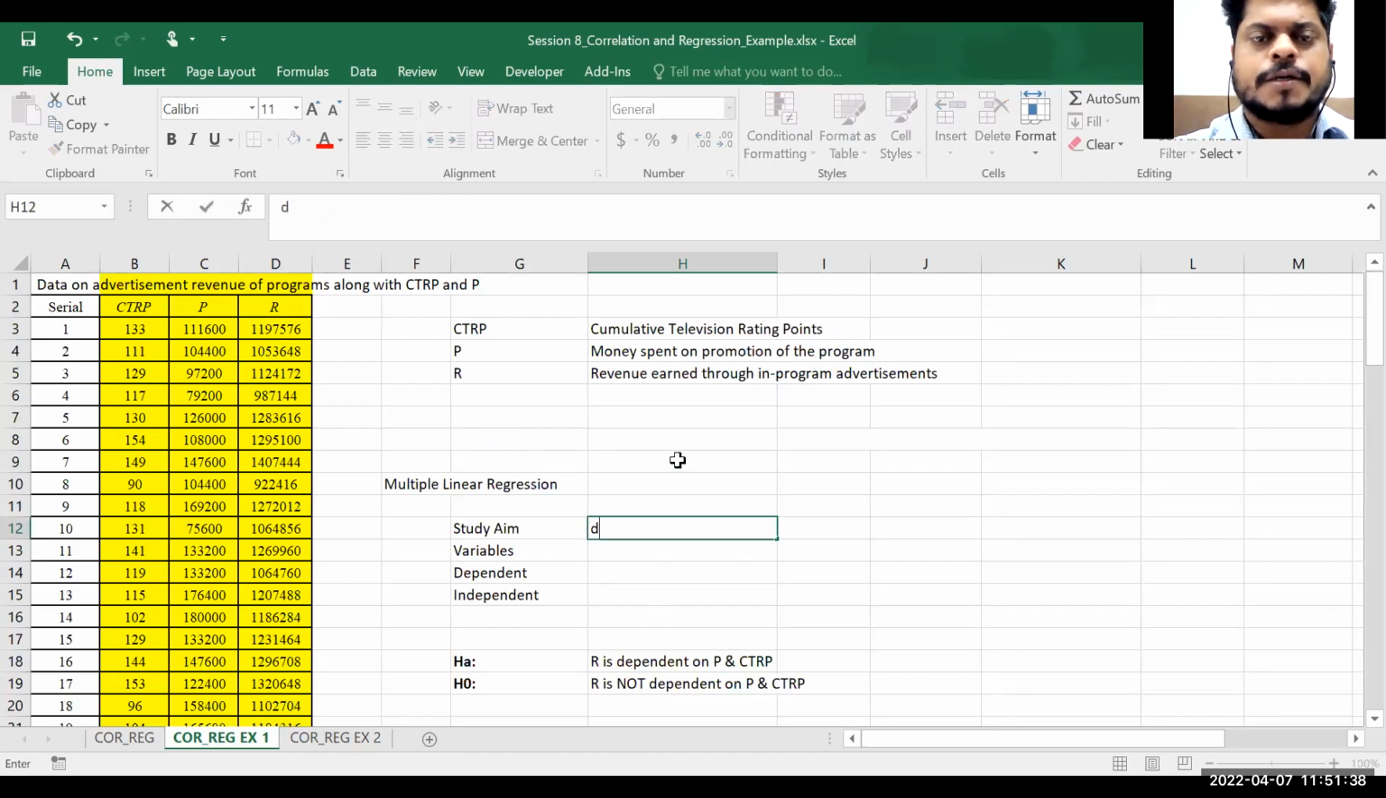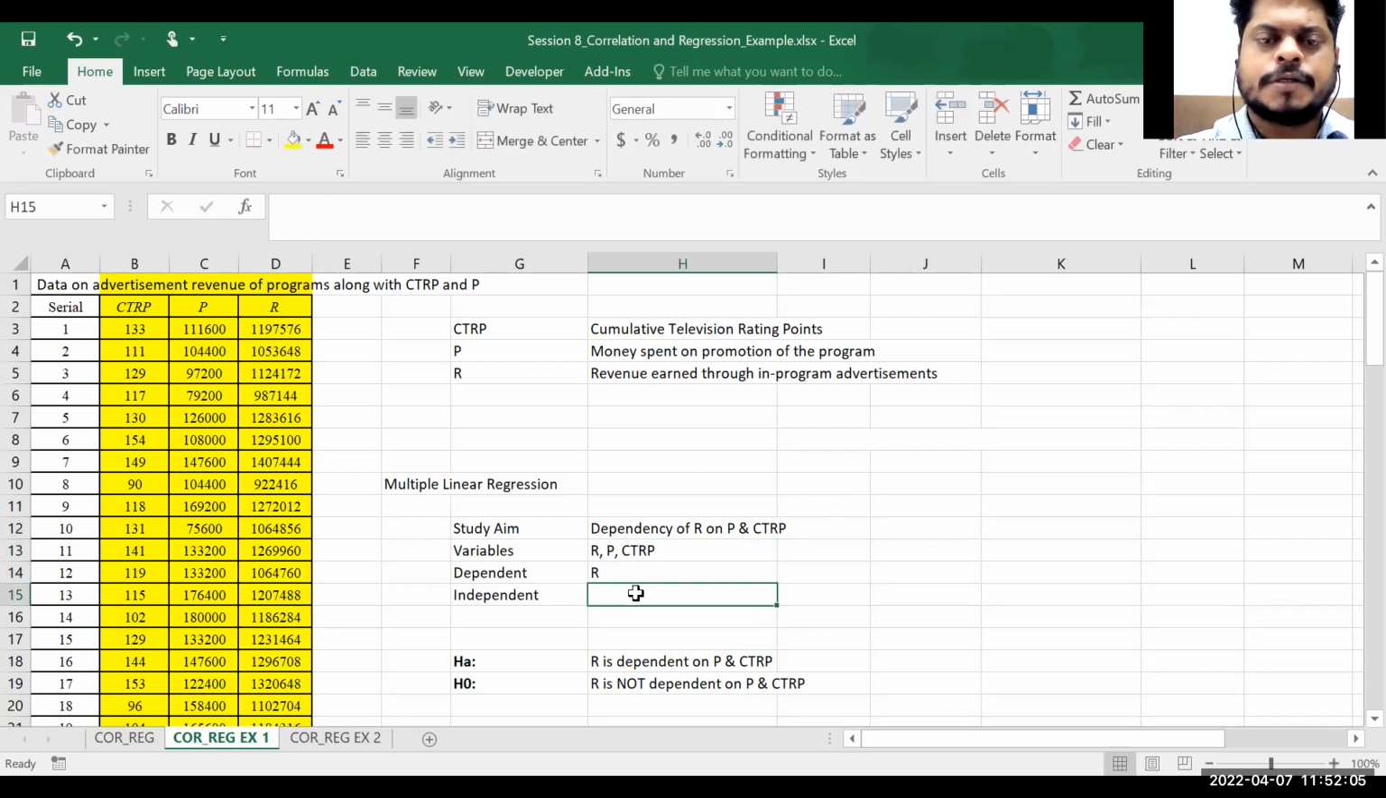Study basically the dependency. So at the end, regression means I have to build an equation for the dependency of R on P and CTRP. Then my variables are revenue, promotion, CTRP. My dependent variable is revenue. My independent variables are P and CTRP.